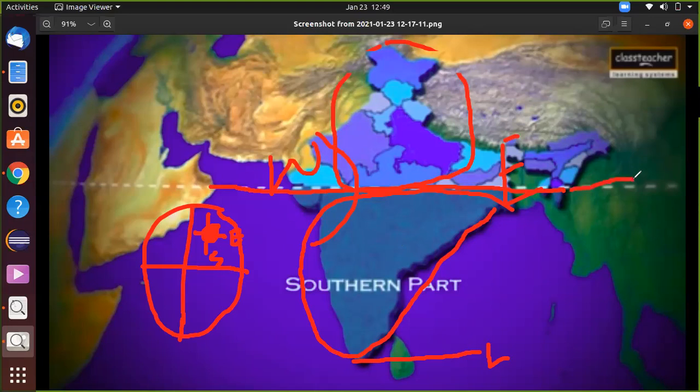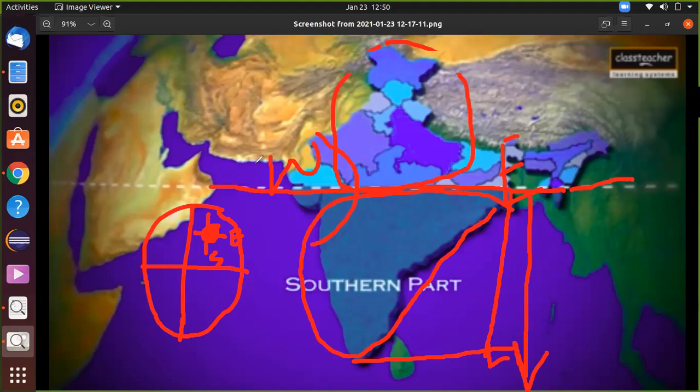Can you guys tell me what the latitudinal value of this Tropic of Cancer is? I will be interested in knowing this from you people. So this spot from the Tropic of Cancer towards this one lies closer to the equator.